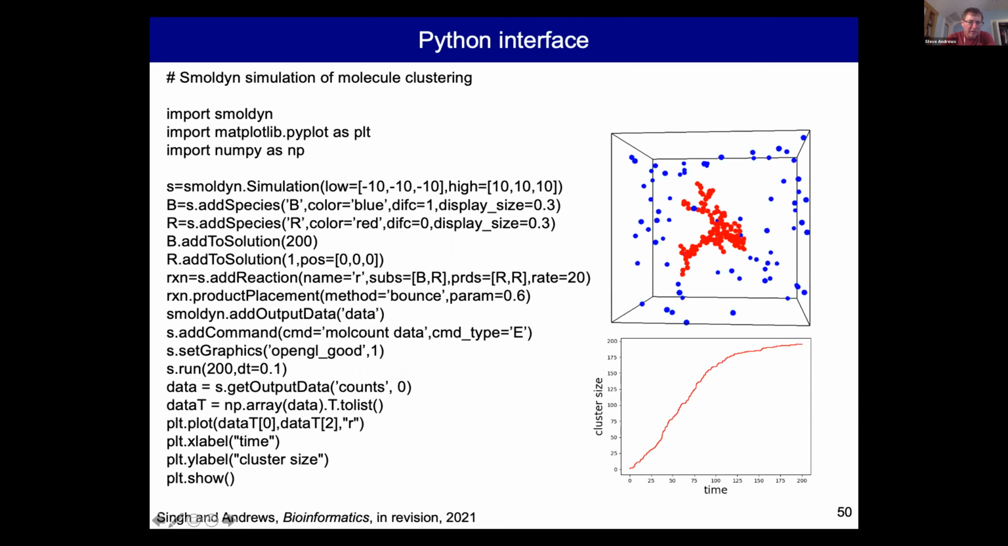Here's the full code in Python, which builds a simulation. It says create a simulation, add in red and blue species, and then the reaction is B plus R, our substrates, reacts to form R plus R, rate 20. But the key is the blue molecules diffuse, the red molecules don't diffuse. And so it forms this growing cluster in the middle. This is all Python code, which runs Smoldyn through Python. Python is built on top of the C interface, which is built on top of Smoldyn.